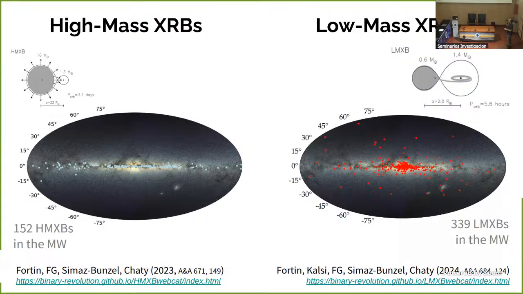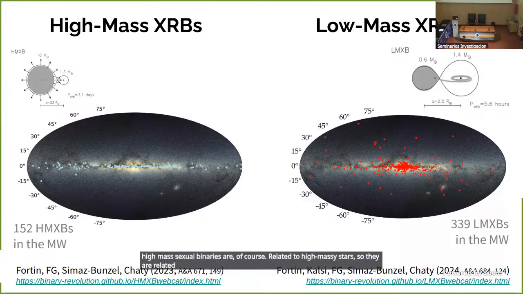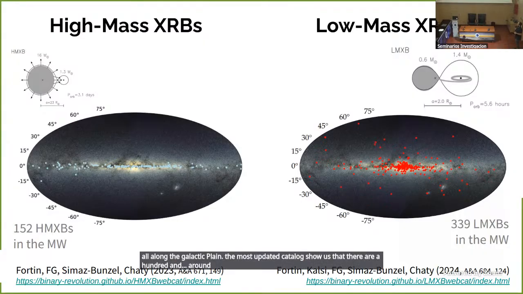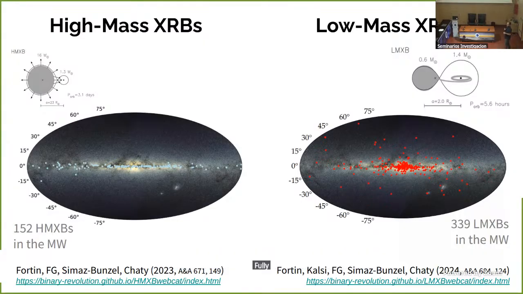High mass X-ray binaries are, of course, related to high mass stars, so they are essentially a young population. So when we look at them in the sky, they are essentially all along the galactic plane. The most updated catalogs show us that there are around 150 fully identified high mass X-ray binaries.